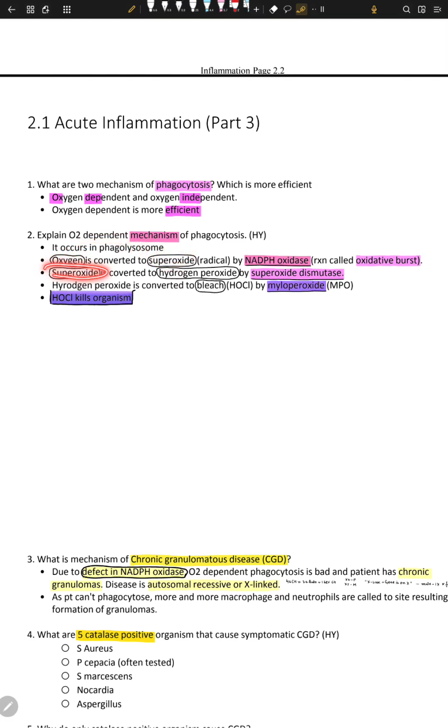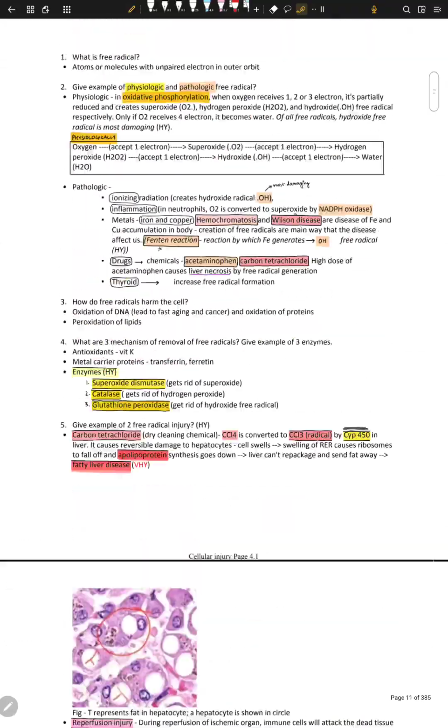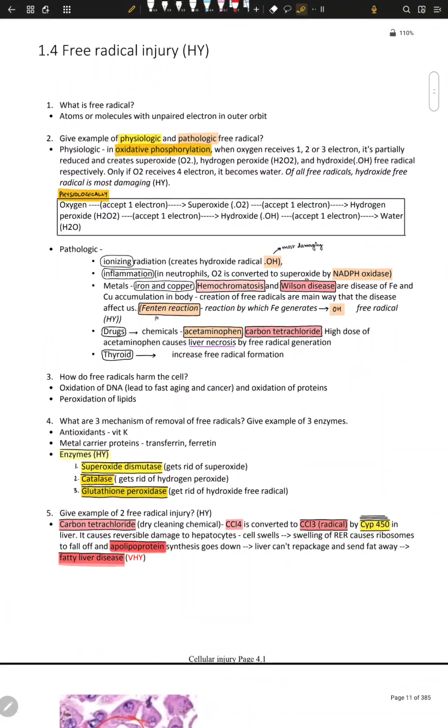Once the superoxide is made, it is converted to hydrogen peroxide. It's very important. Hydrogen peroxide is really great at removing a lot of things, right? The conversion is done via superoxide dismutase. If you remember, superoxide dismutase is one of the ways to remove free radicals. Let's revise this right away. I hope you remember, it was in free radical injury.